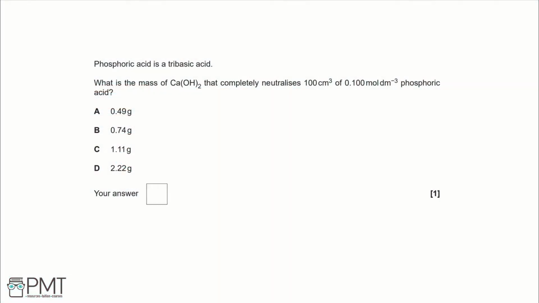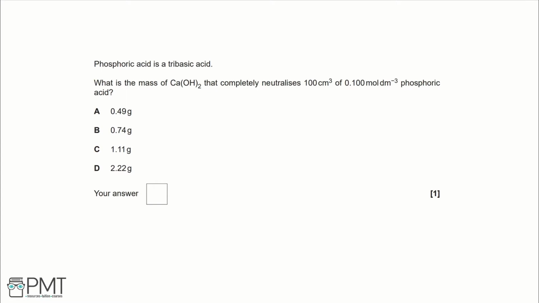Phosphoric acid is a tribasic acid. What is the mass of CaOH2 that completely neutralizes 100 centimeters cubed of 0.1 moles per decimeter cubed phosphoric acid? A, 0.49 grams, B, 0.74 grams, C, 1.11 grams, or D, 2.22 grams.